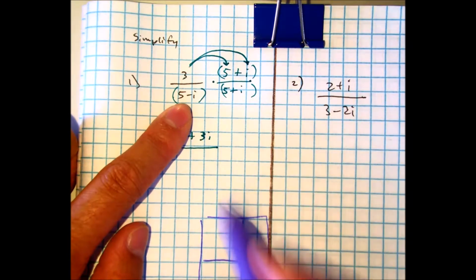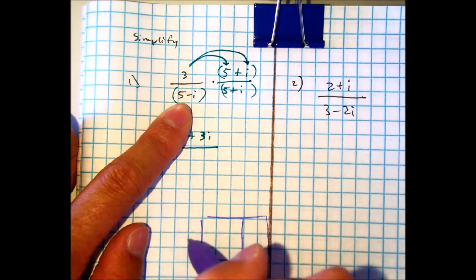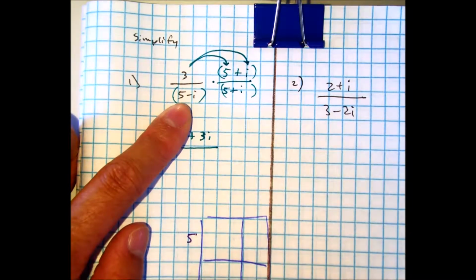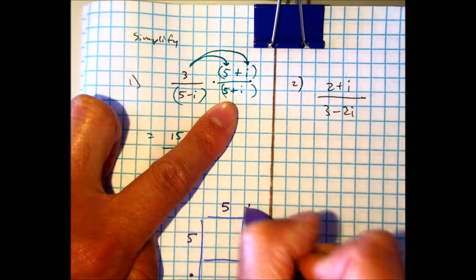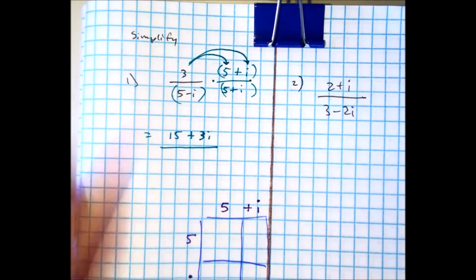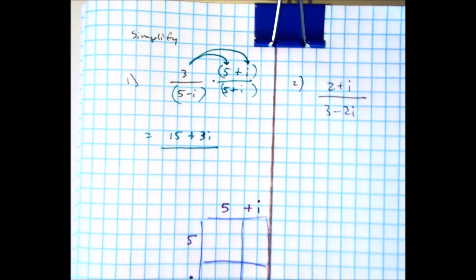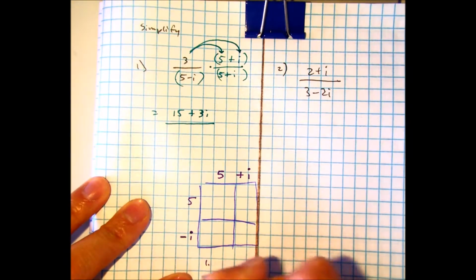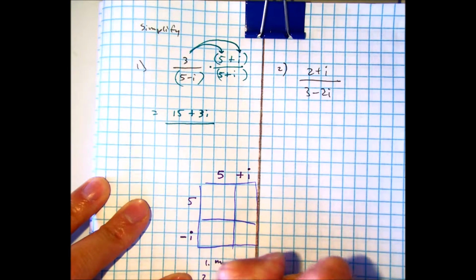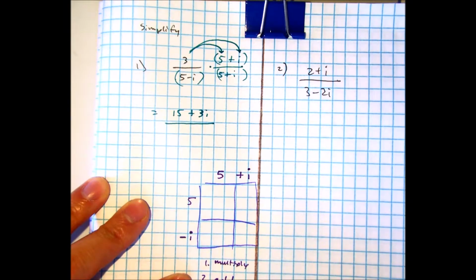5 minus i can go on the top or the side, it does not matter. Times 5 plus i. Remember from yesterday's lesson, we learned to do what first? What math operations? Multiply, then add or combine like terms. Let's do that together.